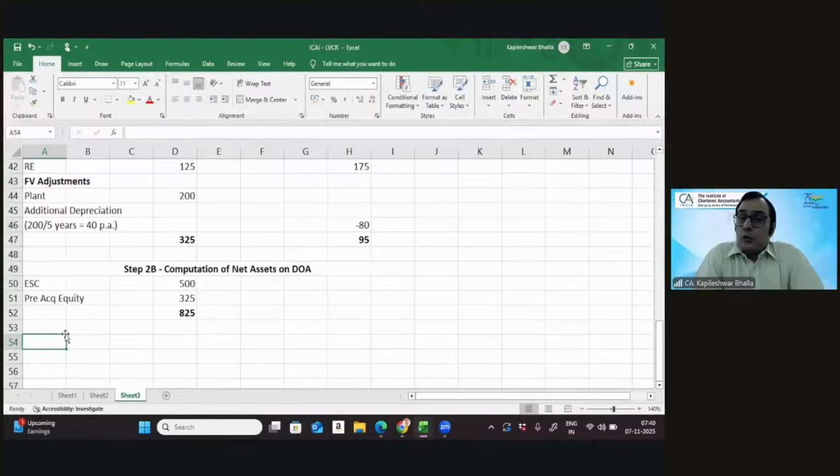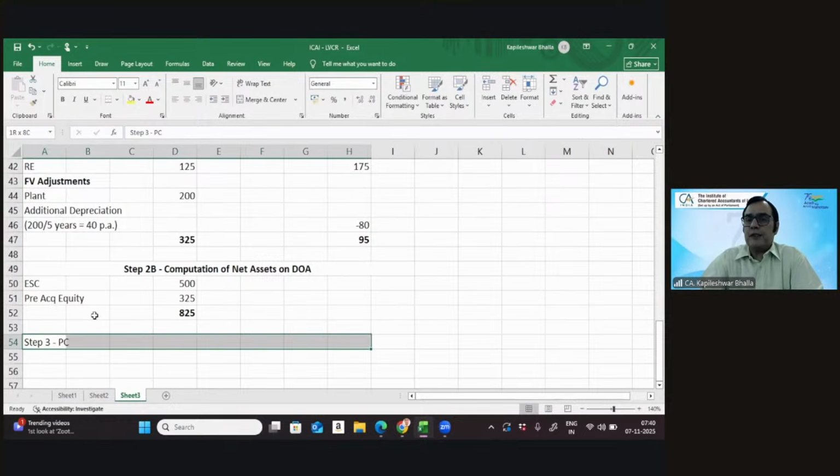And I think step number 2A becomes one of the crucial steps with which the major fight gets over. Now we go to the step number 3. And the step number 3 is the calculation of the purchase consideration.